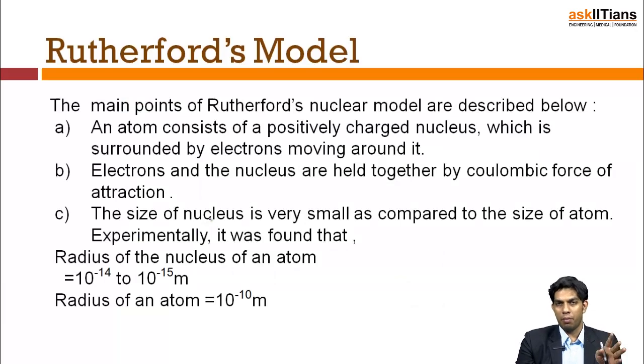Again, the same stuff is being repeated over here. That is, the atom consists of a positively charged nucleus, which is surrounded by electrons moving around it. Electrons and nucleus are held together by Coulombic force of attraction. The size of the nucleus is very small as compared to the size of the atom. Again, this was properly explained when we were discussing the previous slide.